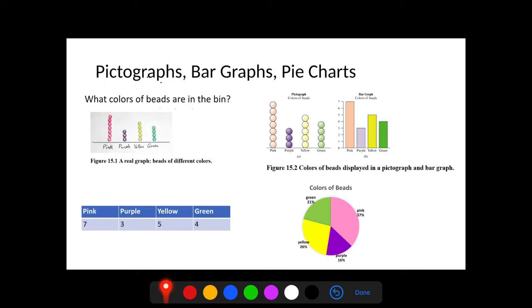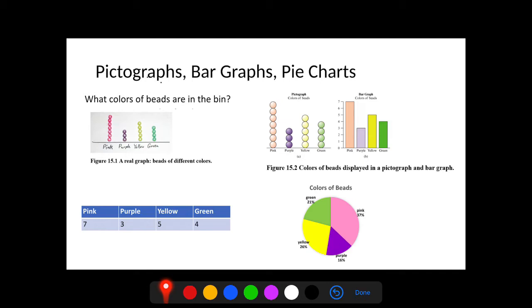Let's imagine a scenario where we have an elementary school classroom that has a bin full of beads. We could ask the question, what colors of beads are in the bin? We could collect data by reaching our hand in and grabbing a handful of beads and then examining the beads. At a basic level, we could make what's called a real graph, where we literally build a graph out of the beads. There are lots of different data representations that we could make here.